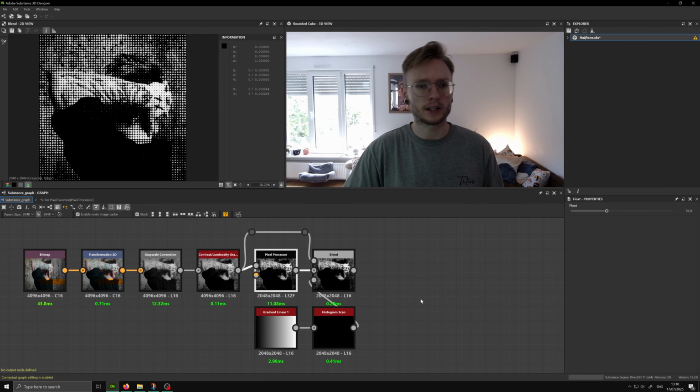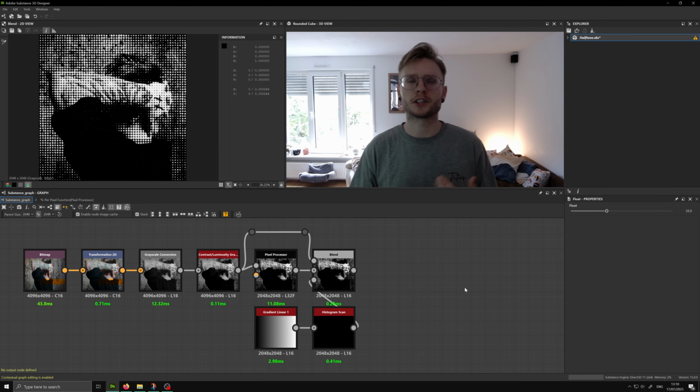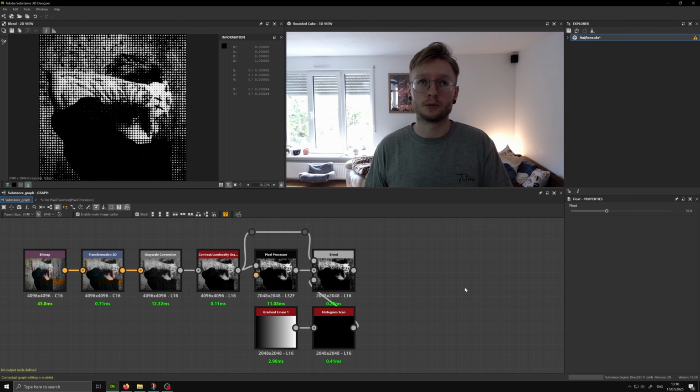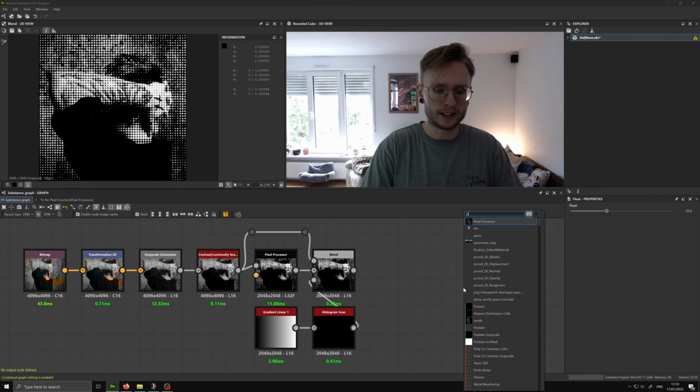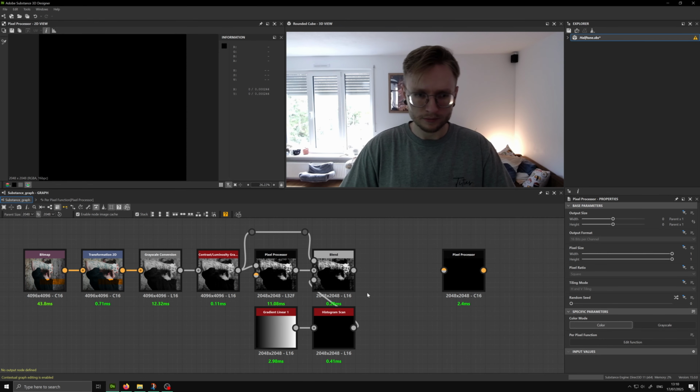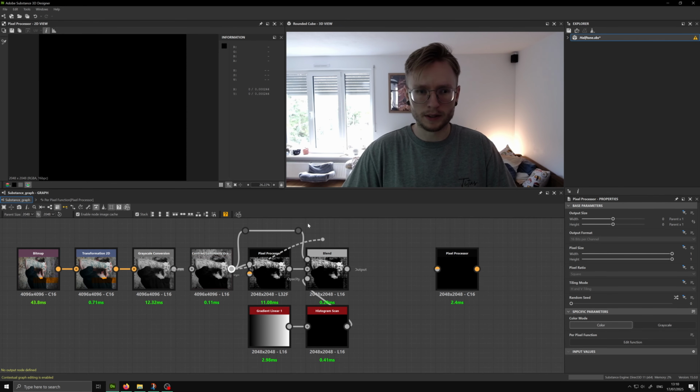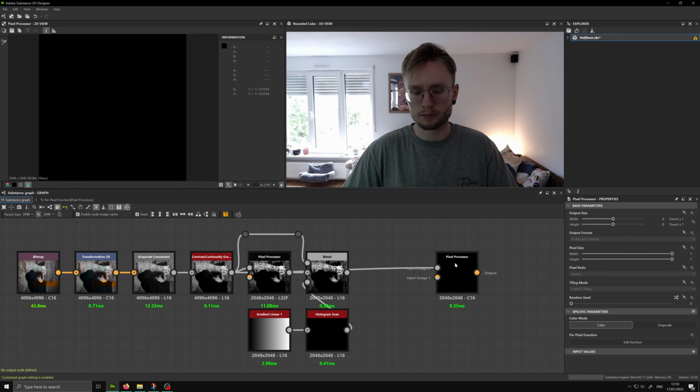We're going to build this together now step by step, because just showing you the final graph is maybe what you're looking for if you're just about to do the halftone effect, but I rather explain how we get there. So let me create a new pixel processor here. And again, use my input image here as an input image on the pixel processor.